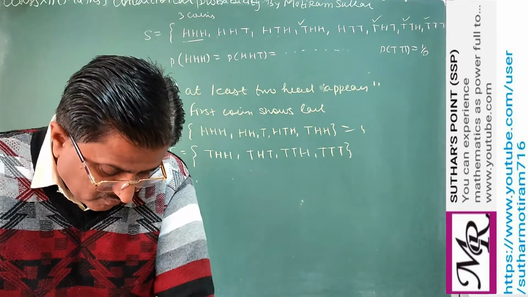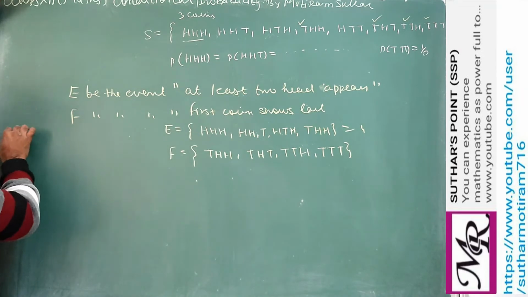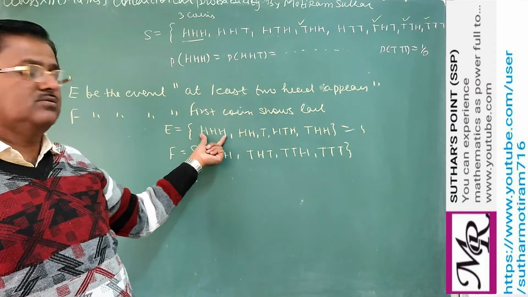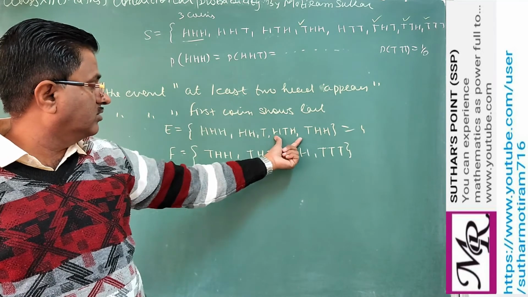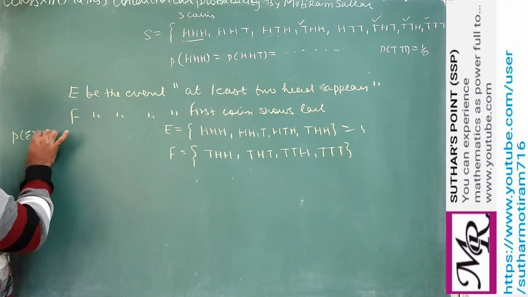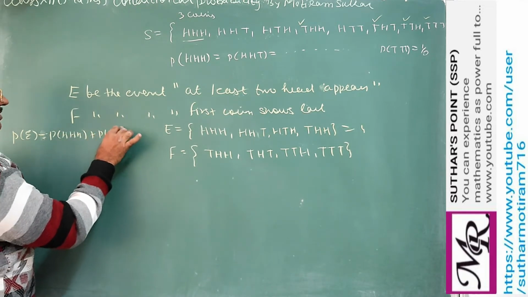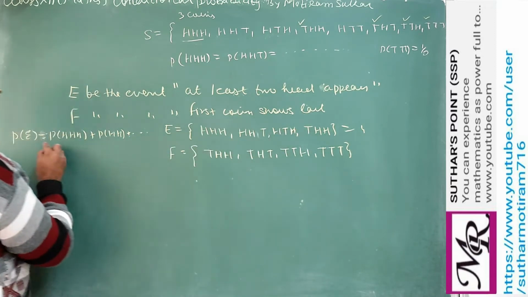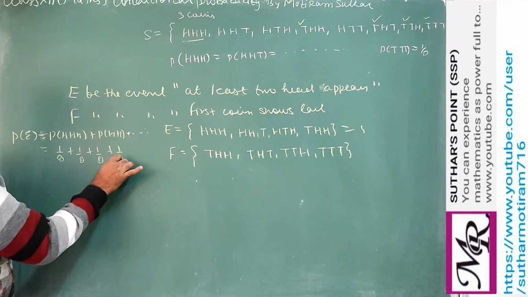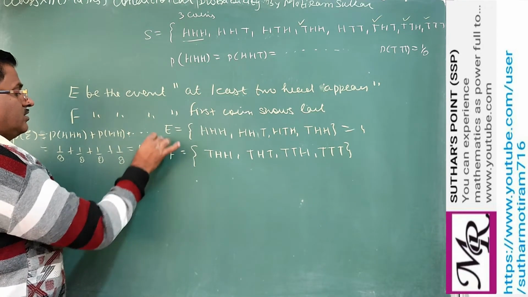Correct? So this is again 4. Now if we want to find the probability of E, each outcome has probability 1 by 2, 1 by 2, 1 by 2 and 1 by 2, and we add all these. So probability of E equals, you can separately write PHH plus PHHT and so on, up to PTH. That is 1 by 8, 1 by 8, 1 by 8 and 1 by 8. So total will be 4 by 8, which is 1 by 2.